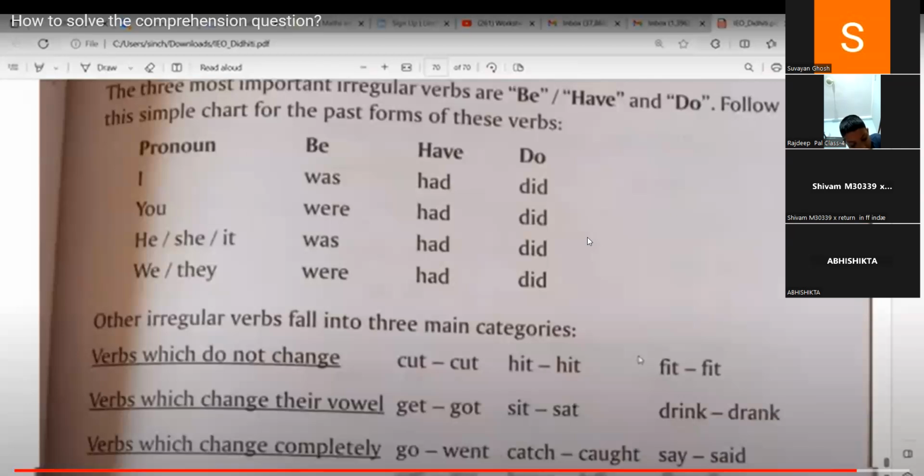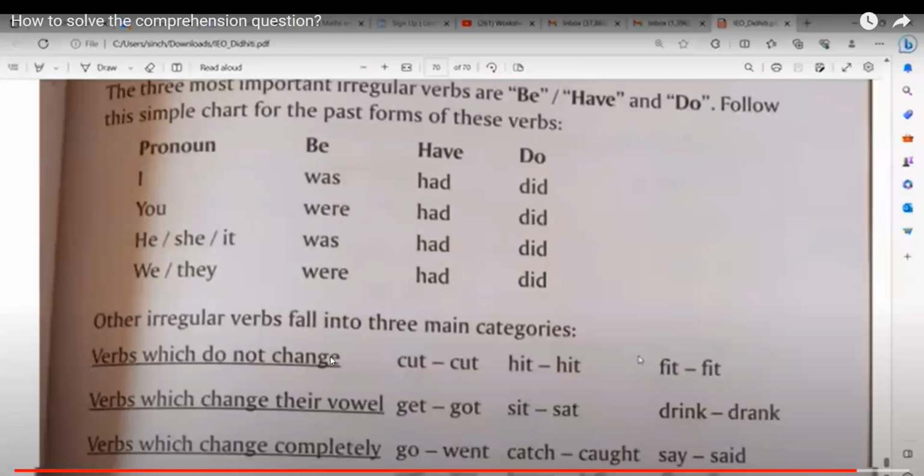Okay. Now, Abhishekta, can you give me an example with he and was? He was swimming in the pond. Excellent, Abhishekta. Okay, can you give me an example with she and was? She was singing a song. Very good.